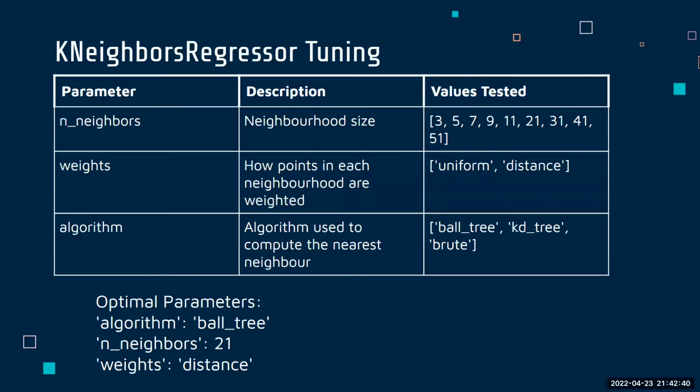This will be considered as the baseline benchmark for hyperparameter tuning. To do hyperparameter tuning, the grid search CV method was used, and it performed an exhaustive search over the set of parameters specified here, which are the neighborhood size, the weighting scheme for each point, and the algorithm used to compute the nearest neighbor. The optimal parameters that were found are shown at the bottom. The results and rankings will be shown in the next section.